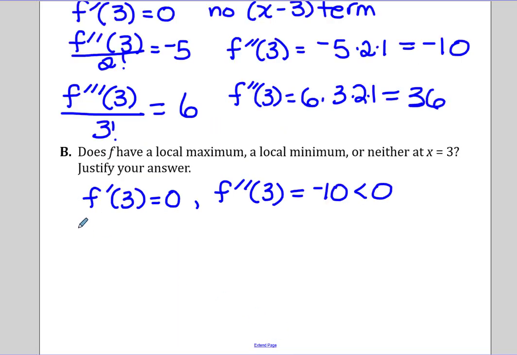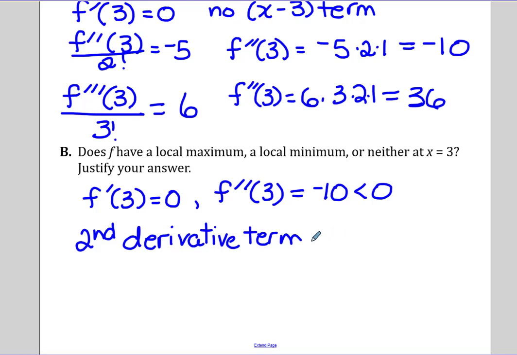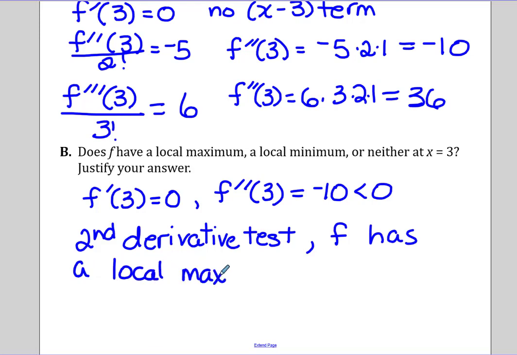And by the second derivative test, we know that the function would have a maximum. Wait a minute, I'm writing and talking second derivative term. I said test and I wrote term. Second derivative test, the function would have a maximum at x equals 3.